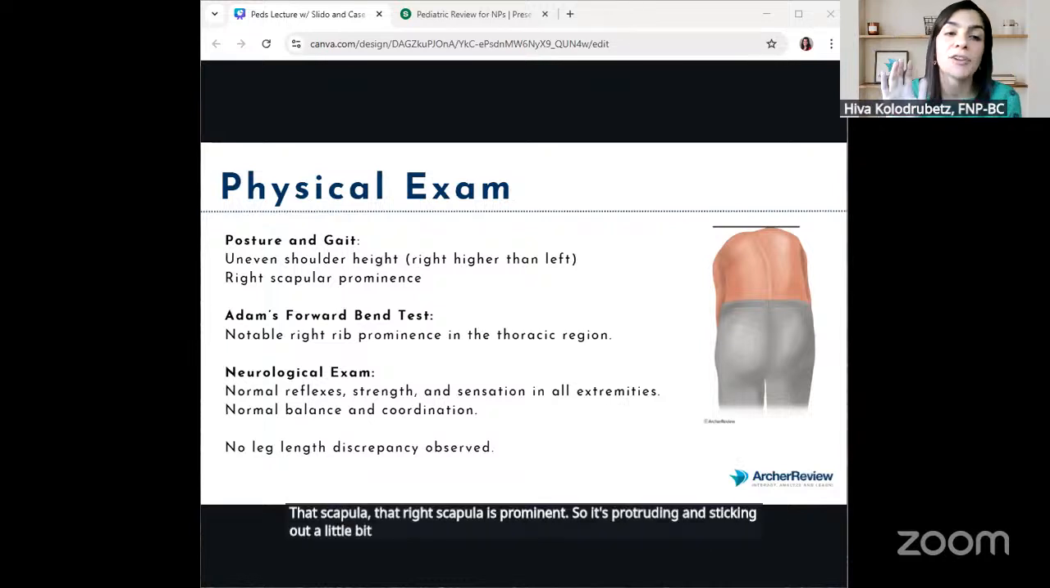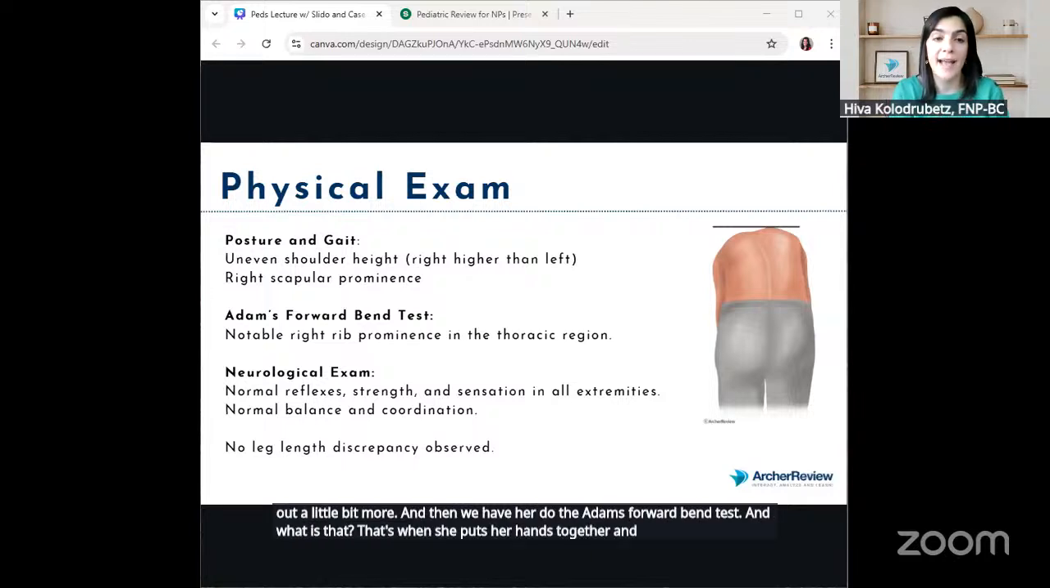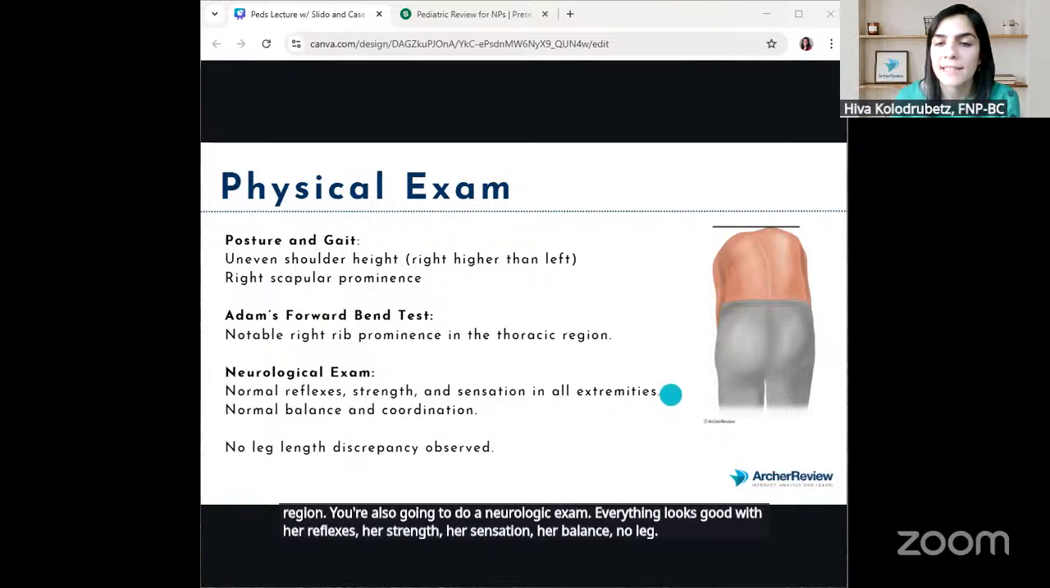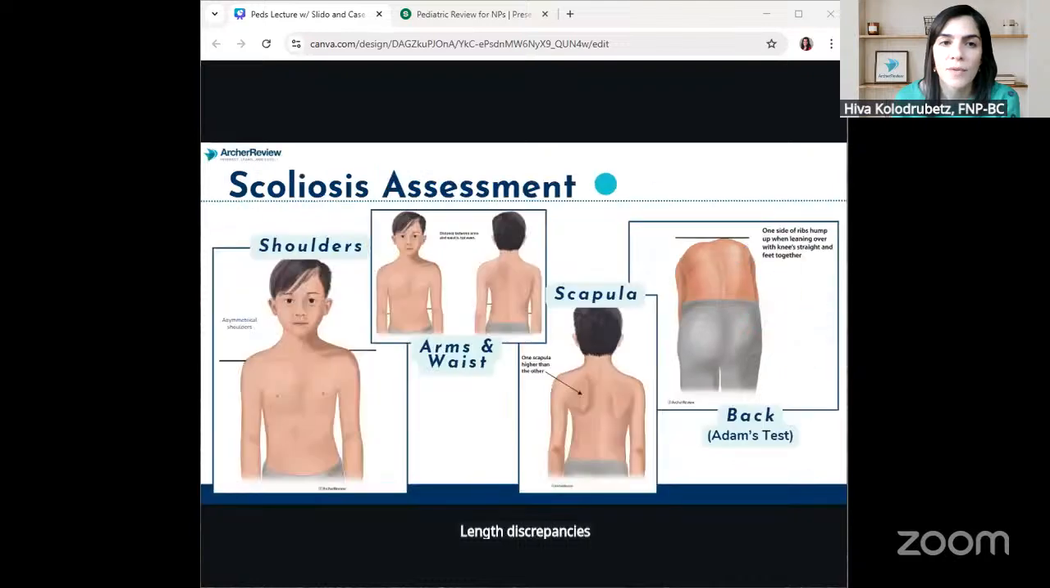And then we have her do the Adams forward bend test. And what is that? That's when she puts her hands together and touches her toes, leaning down, and you're going to be looking from the back, and you notice that that right side is going to be more prominent or elevated in that thoracic region. You're also going to do a neurologic exam. Everything looks good with her reflexes, her strength, her sensation, her balance, no leg length discrepancies. So that's what these little assessments are here that we just talked about.